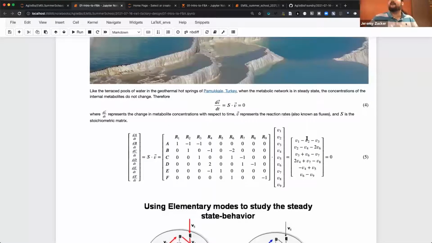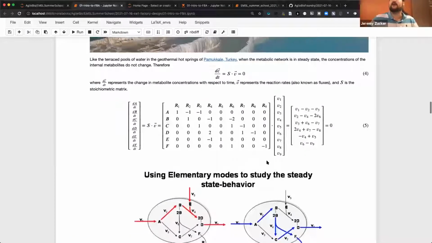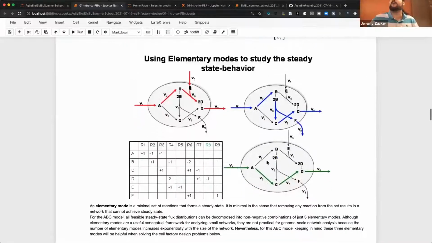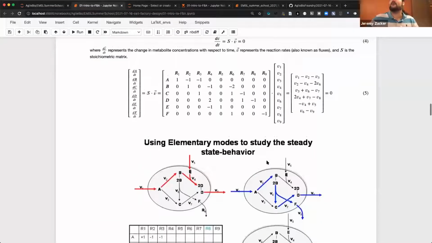So if you solve these sets of equations here, then you can find out what the V's are that result in this steady state. And so one thing that we can do is we could actually ask, well, how many solutions are there? How many different steady states can there be? And it turns out that there could be a whole lot, in fact, an infinite amount. But it turns out that you can describe this infinite set of steady states with 3 solutions.